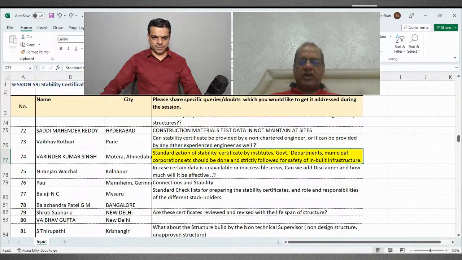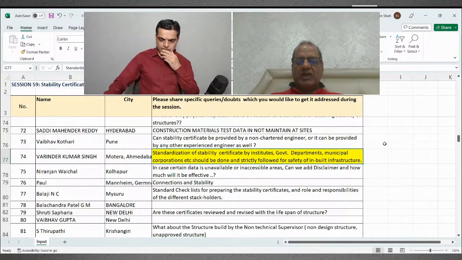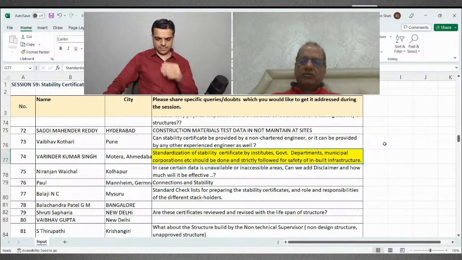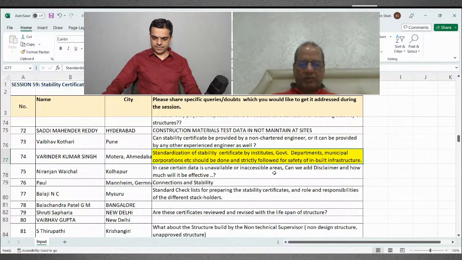Standardization of stability certificate by institute. Some of the government departments have done that, but again they have inserted some extra words like supervision, zoning approval, zoning plan, which are not concerned with us. So they have formats. Mumbai probably has a better format of structural stability.